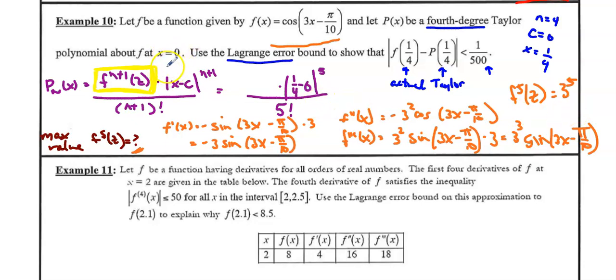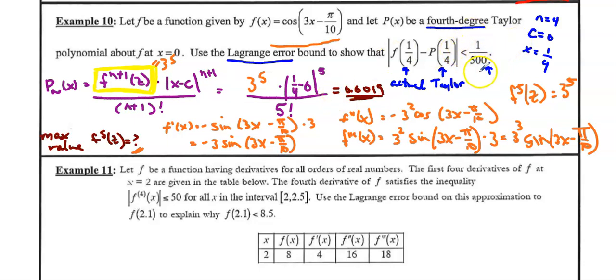So the maximum value of the 5th derivative is going to be 3 to the 5th. That's how we find this value right here. Once we simplify, we can get the value for our error. Using a calculator, we get 0.0019. So this is what we get for our error.